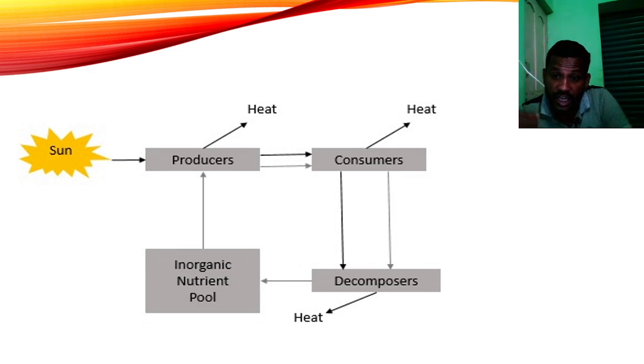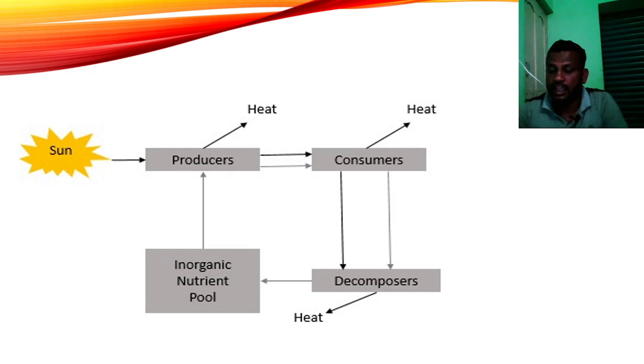And the consumer also liberates heat into the atmosphere, and when the consumers die, meaning the goat, the buffalo, the lion, the tiger, whatever you can take, they are decomposed by the decomposers present in the earth soil. You can take microorganisms. The decomposers also decompose the dead animals and trees. At that time they also liberate heat, and the dead body is converted into the inorganic nutrient pool.